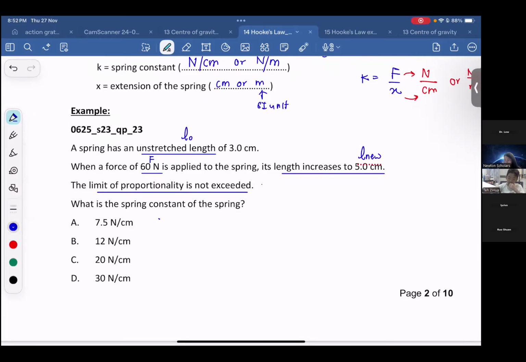That means we apply Hooke's law. Hooke's law can be applied here. That means F equals Kx. We can use this formula. What is the spring constant? The question wants you to calculate K. Can you guys try?